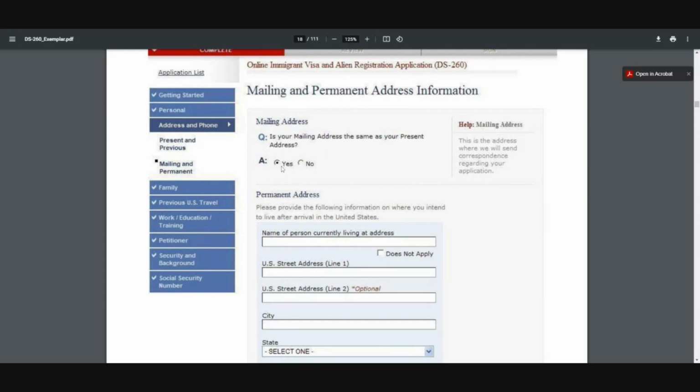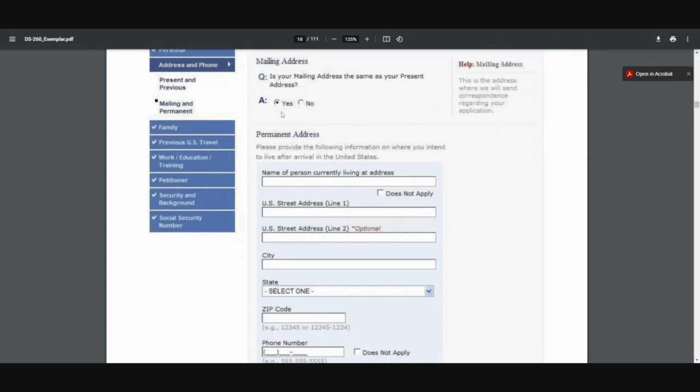If they live at a certain place and their mail comes from a different place, they will give you two. But most of the time, they will just give you one mailing address. The name of the person currently living at the address is your host. Put your host over there. If you click it does not apply, then that means that you don't have a host. Then that can be grounds for you not to get a visa, because you need someone to guide you when you come to the US.